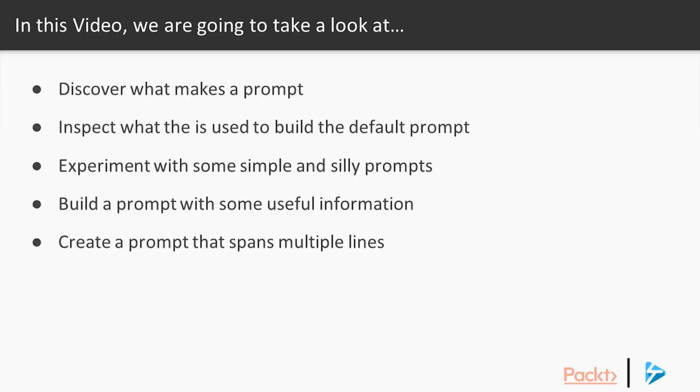So in this video, Anthony's going to show you what makes up a prompt, and also inspect what's used to build the default prompt. He'll then show off a couple of experiments with some simple and silly prompts, but then we'll go into something a little bit more useful, and we'll build a prompt that shows the PowerShell version and whether or not you're using administrative rights. And he'll show this working on both Windows and Linux versions of PowerShell Core. And finally, he'll also create a prompt that spans multiple lines, so you can get a lot of useful information in there. All yours, Anthony.